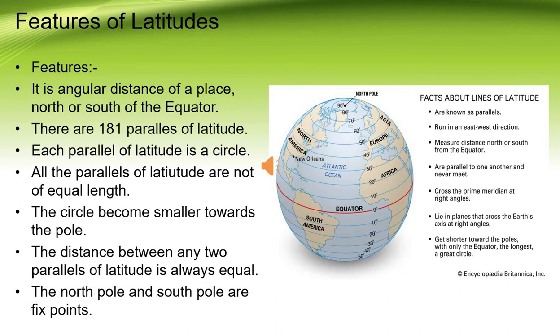Let us study the features of latitudes now. It is the angular distance of a place north or south of the equator. There are 181 parallels of latitude. Each parallel of latitude is a circle. All the parallels of latitude are not of equal length. The circle becomes smaller towards the pole. The distance between any two parallels of latitude is always equal. The North Pole and South Pole are fixed points.